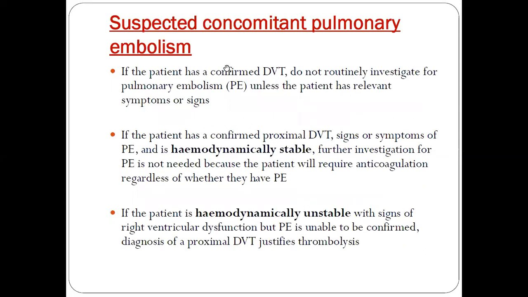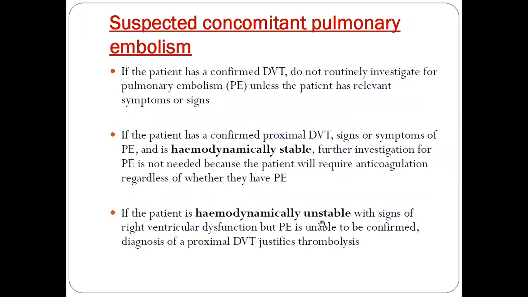And suspected concomitant pulmonary embolism. If patients have a confirmed DVT, do not routinely investigate for pulmonary embolism unless the patient has relevant symptoms or signs. If the patient has a confirmed proximal DVT, signs or symptoms of pulmonary embolism, and is hemodynamically stable, further investigation for pulmonary embolism is not needed because the patient will require anticoagulation regardless of whether they have PE.